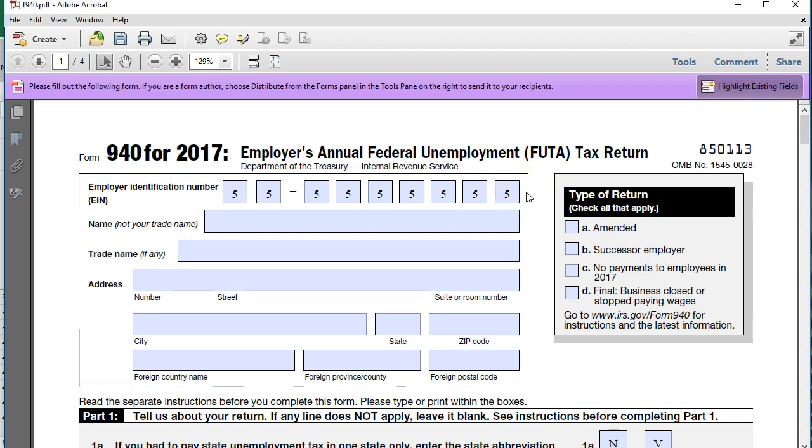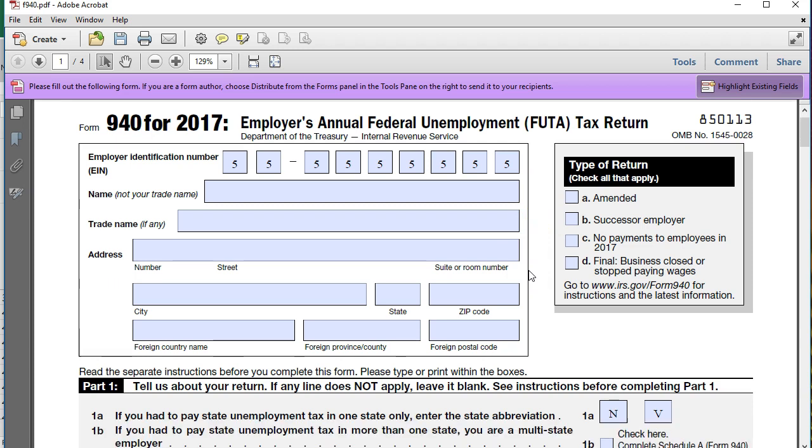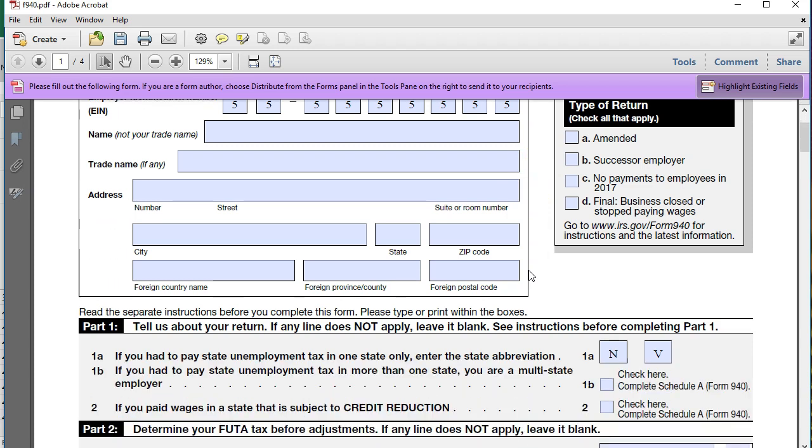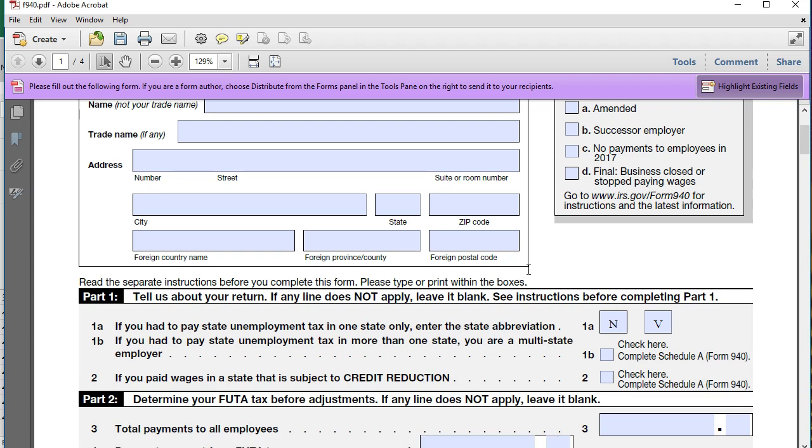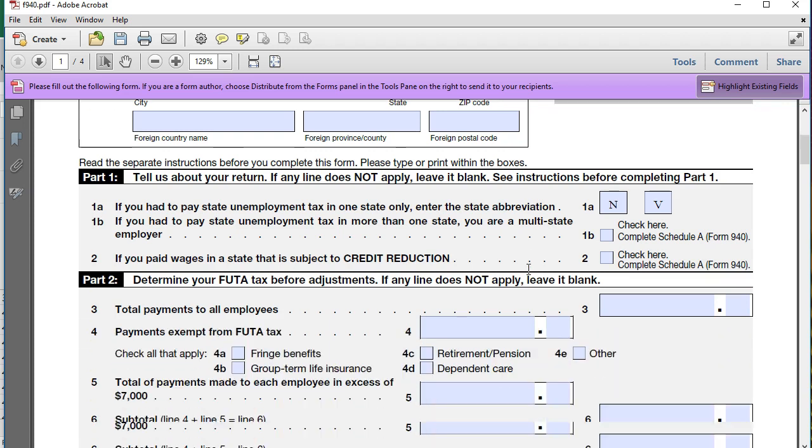We have the same EIN that we will be reporting, the employer identification number, name, and then the business and the trade. Over here, we don't have the quarters, of course, because we're not talking about quarters. If these apply, we would check them, like an amended return or no payments to employees, or if it's the final return because the business isn't going to have payroll or is going out of business or whatever, then we would have that. We're going to go down to Part 1.